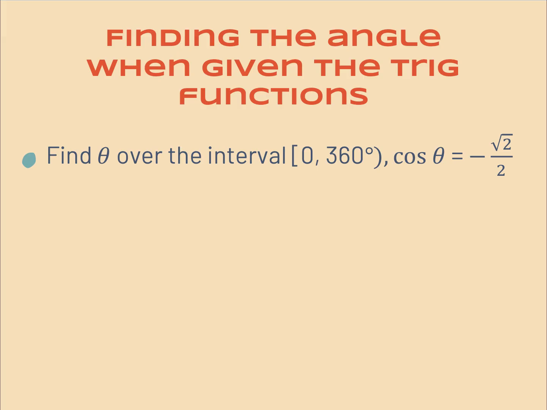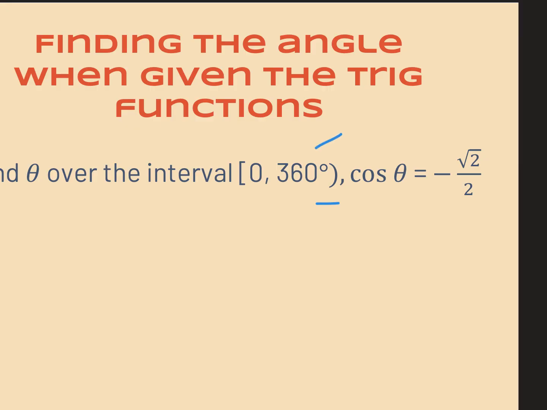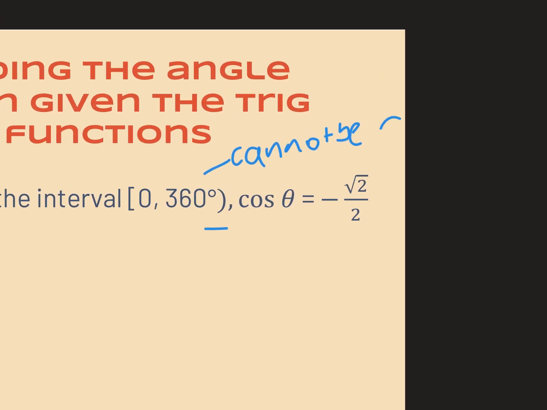So this question says, find theta over the interval 0 to 360. Okay, first of all, is 0 included? Yes. Is 360 included? No. How do you know 360 is not included? Because it has a parenthesis. So 360 cannot be an answer the way that this is written. Again, why is that? Because it's a parenthesis. That means that's not included.